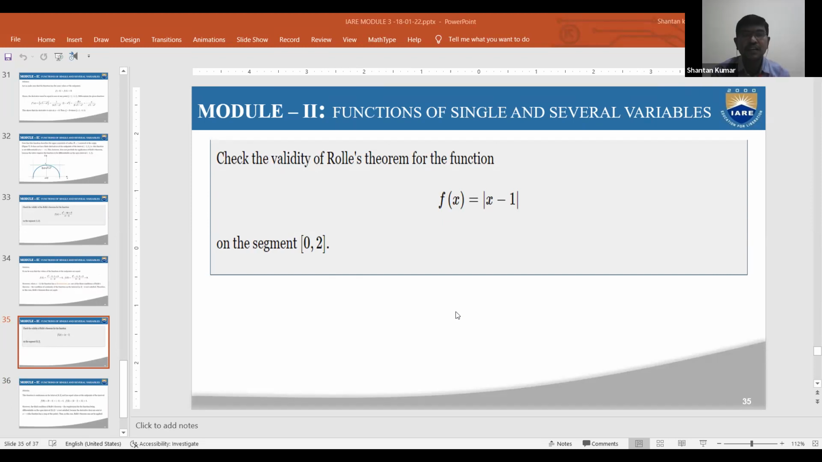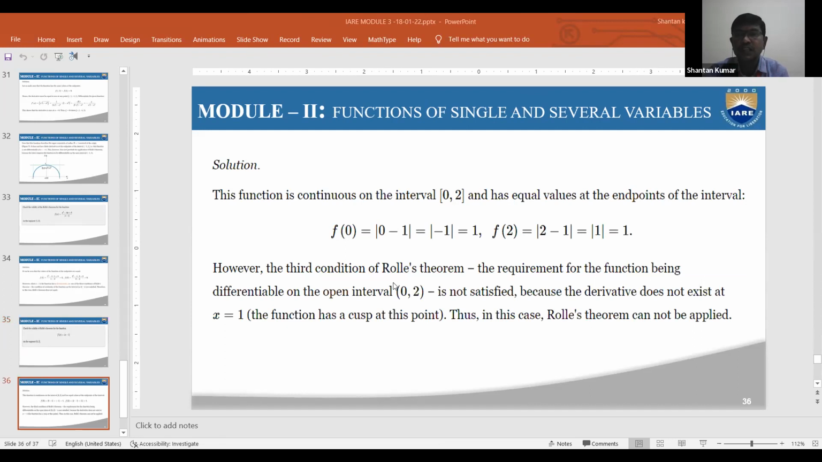Yes, give me the reply. Anyone? Is the Rolle theorem applicable or not? You see, the Rolle theorem is not applicable because of the mod x. Mod x is a continuous function, but it is not differentiable; the derivative does not exist at x equal to 0, and it gives a negative value, so the condition is not satisfied. Therefore, it does not exist at that point; it depends upon the given function. Just the hint we gave.